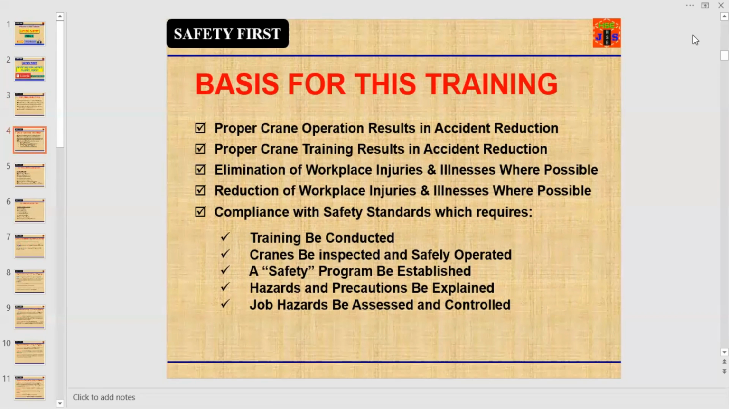It will be beneficial, as proper crane operations result in accident reduction, elimination of workplace injuries and illnesses where possible, and compliance with safety standards, which require training to be conducted, cranes to be inspected and safely operated, a safety program to be established, hazards and precautions to be explained, and job hazards to be assessed and controlled. These are the basis of this training presentation.